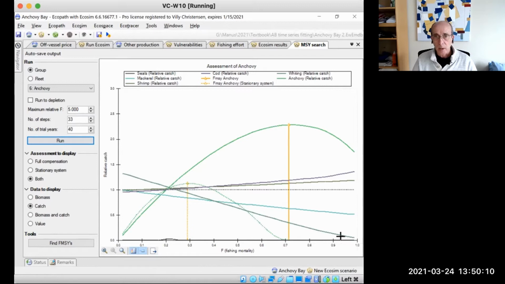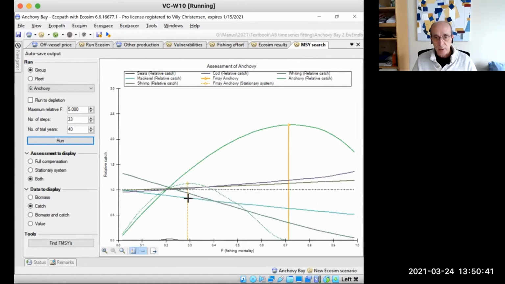Now, another thing that may be confusing: why are there 2 anchovies? That's only one species. You see here, this is anchovy, and this here is also anchovy. And this here, which is called, let's see if I can get it up on the screen. Come on, show me. It says, assessment of anchovy, relative catch, stationary system.